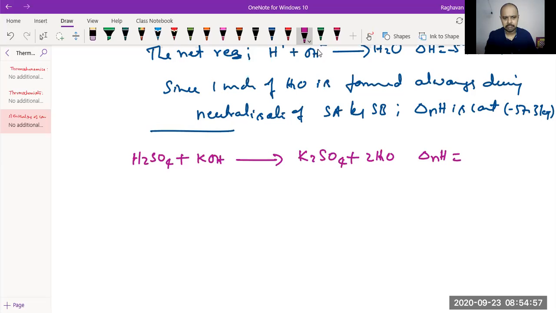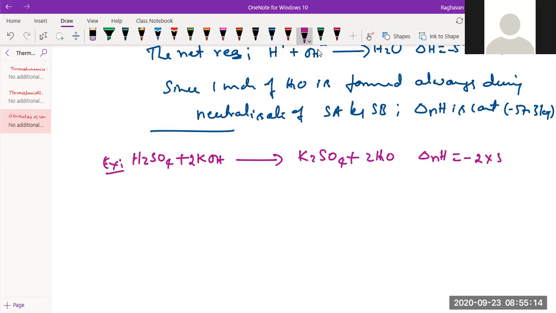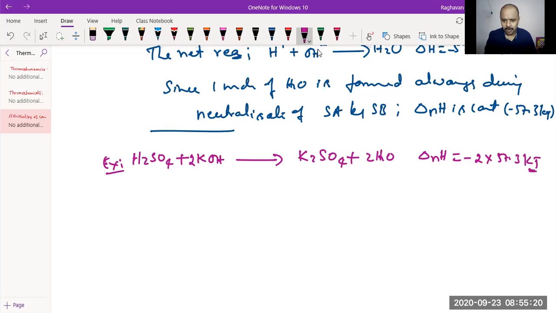See, 1 mole of sulfuric acid has 2 equivalent masses. There are 2 replaceable hydrogen atoms. So it combines with 2 moles of KOH to form K2SO4 and 2H2O. So it should be minus 2 into 57.3 kilojoules. So why in case of sulfuric acid, double the amount of heat is liberated? For the reason that 2 moles of water are formed. Is that okay? Now, first part is answered.